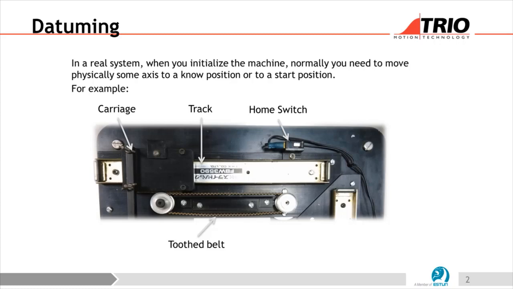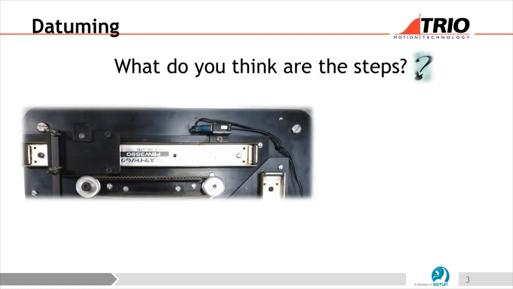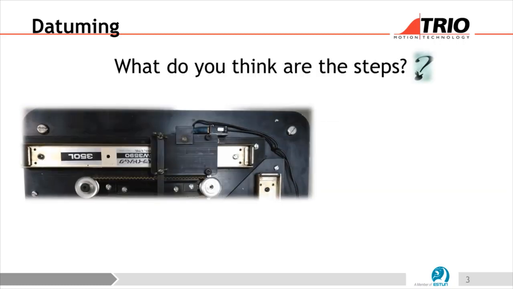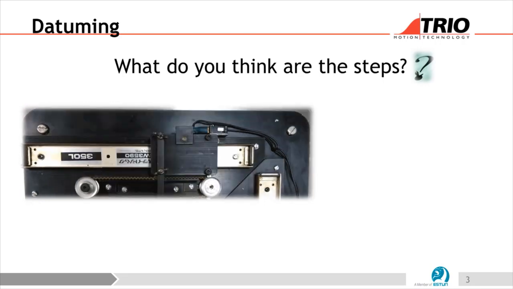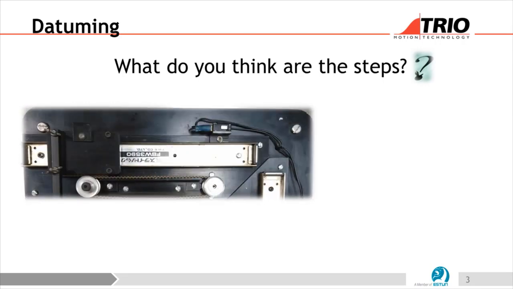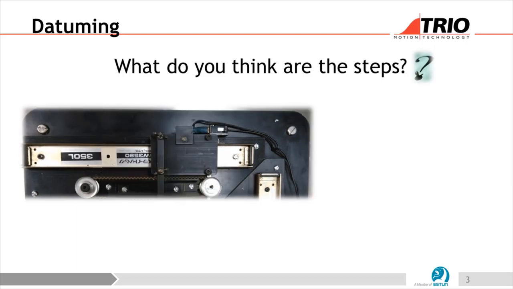So this is a system. I think we have it in the next room. So you have the track here, you have the home switch and the belt. Okay, so it will actually have an end position. So these are the steps for datuming. So where does it stop or where does it start?